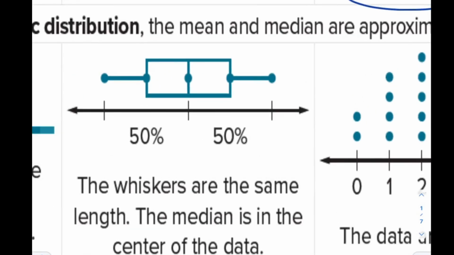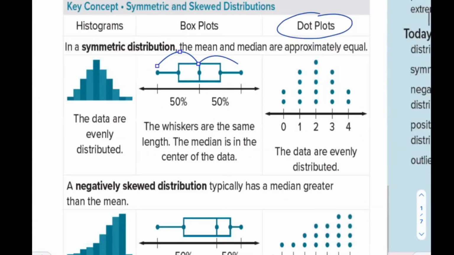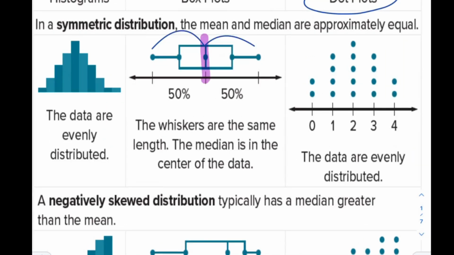And as you see here, the length from the median or from Q2 to the maximum is almost equal to the other part. In this case, we call it symmetric. The whiskers are the same length; from here to here is almost the same as from here to there. So the median will be exactly at the center of the data.